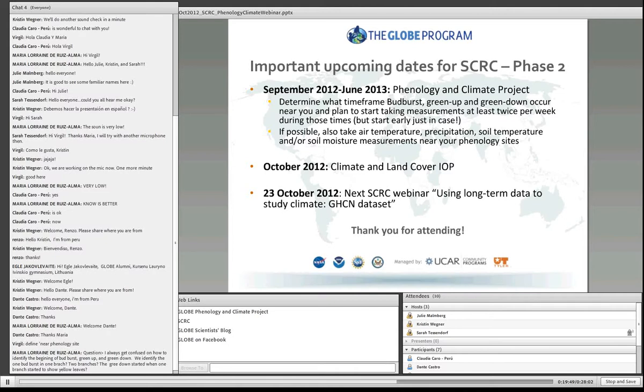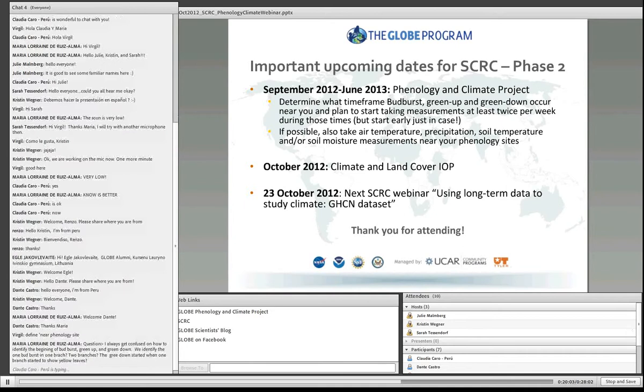I see Maria has a question. Maria's question says, I always get confused on how to identify the beginning of Budburst, Green Up, and Green Down. We identified the one budburst in one branch, 2 branches. The green down started when one branch started to show yellow. So I apologize that I am not the phenology expert. We were hoping that Elena and Rico could be with us today to help answer some of these questions. So I will answer it the best I can, and then we will definitely get back with you, Maria, to make sure that a Globe Phenology Master Trainer answers this question.